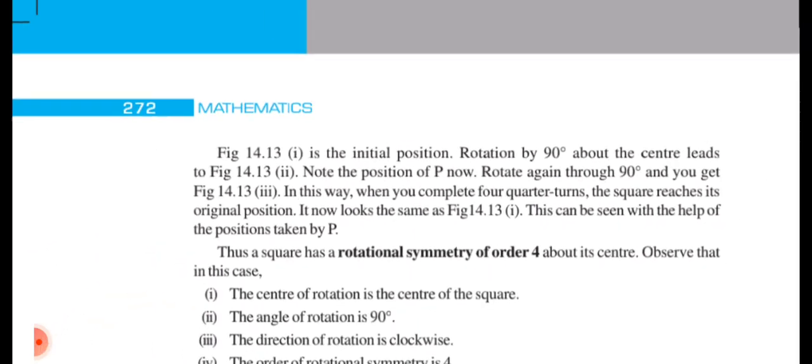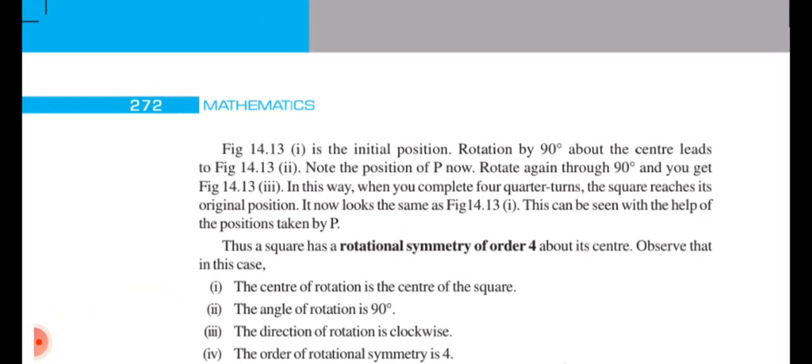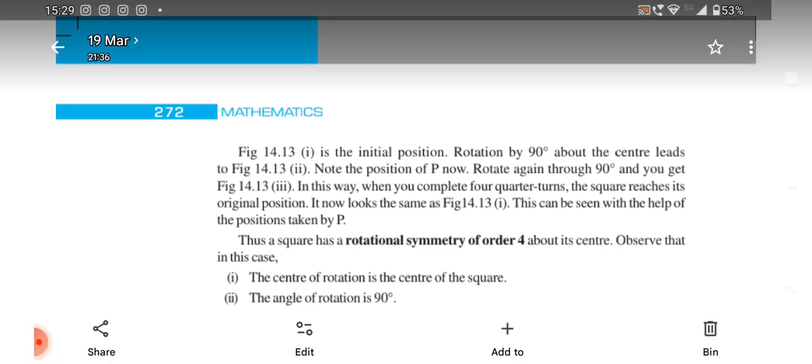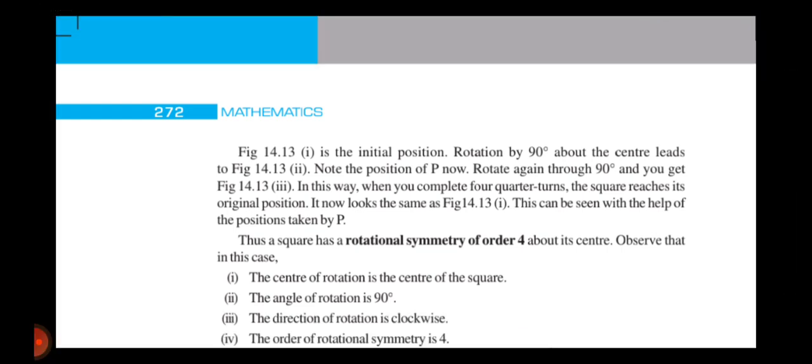Figure 14.31 is the initial position. Rotation by 90 degrees about the center leads to figure 14.32. Note the position of P now. Rotate again through 90 degrees and you get figure 14.33. In this way, when you complete the fourth quarter turn, the square reaches its original position. It now looks the same as figure 14.31.